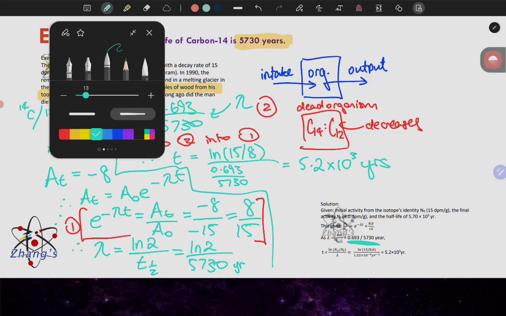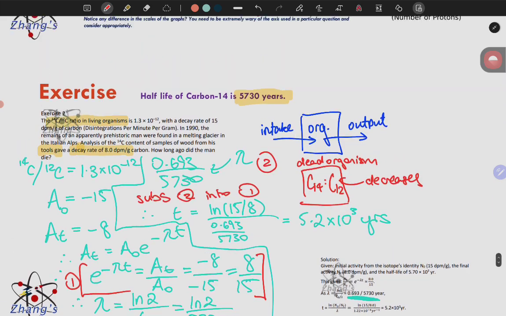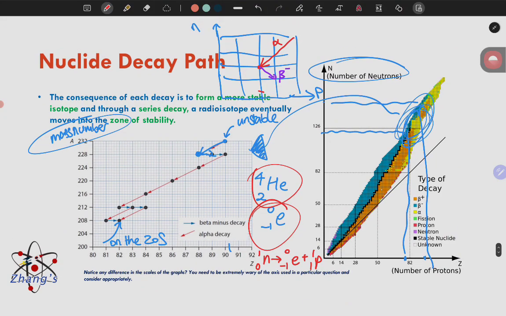So by figuring out what the activity is now compared to what the activity should have been that many years ago, and also knowing the half-life of carbon-14 itself, you can figure out approximately how old this piece of wood is, and by extension how long ago this man was probably existing. So 5.2, or 5,200 years. Okay, cool. Hopefully that gives you an idea of how carbon-14 dating works, and also how the nuclide decay path works.